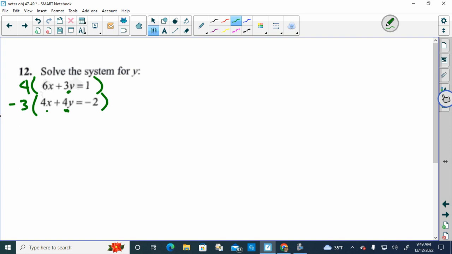Now we're distributing. I'm going to distribute the 4 through. So 4 times 6x is 24x. 4 times 3y gives me 12y. Remember, I was trying to get 12. And then 4 times 1 would give me 4.